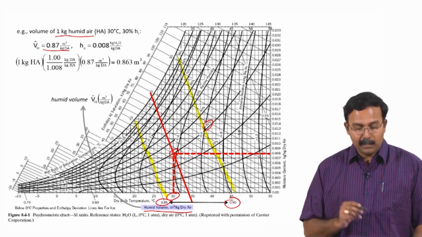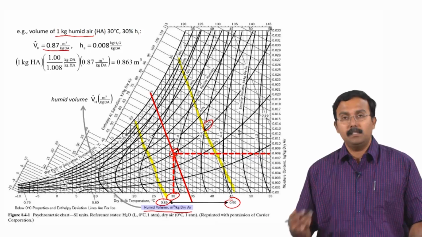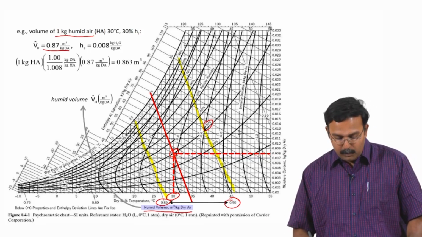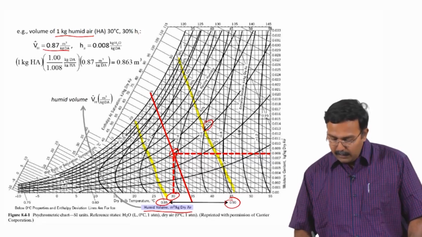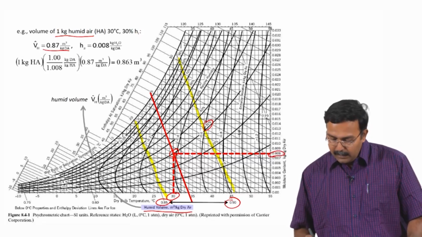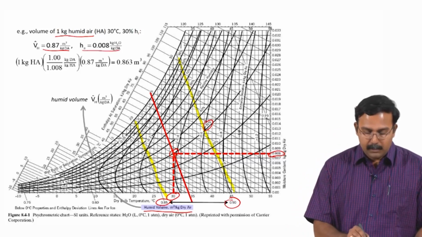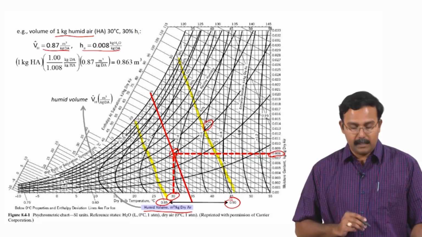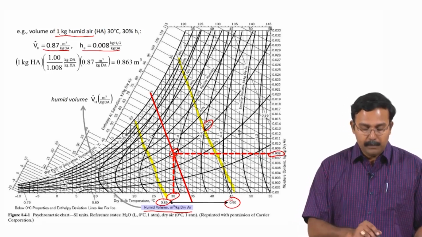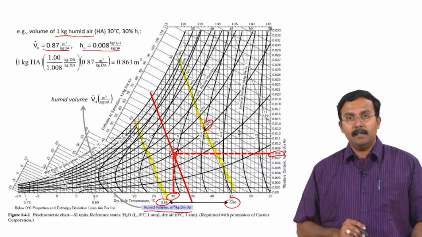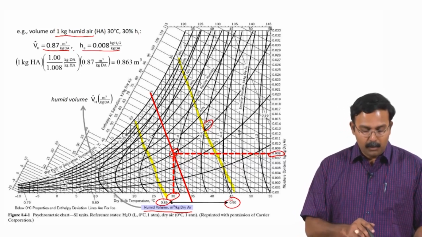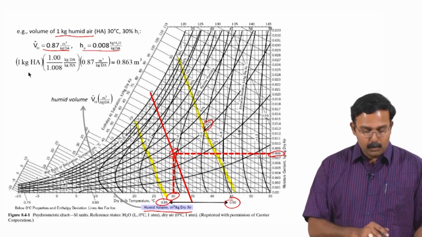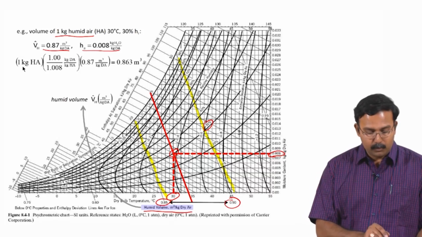In this 1 kilogram of humid air we have to identify how much is dry air. That we can do using the absolute humidity. Using this absolute humidity axis we identify that the absolute humidity for this system is 0.008 kilograms of water per kilogram of dry air. This means 1 kilogram of humid air basically contains water plus dry air, and we need to convert it into only dry air. So, what we can do here is the calculations shown here.